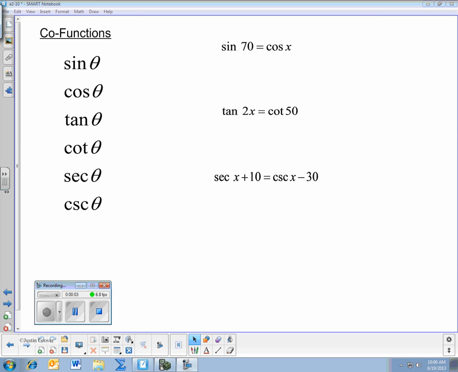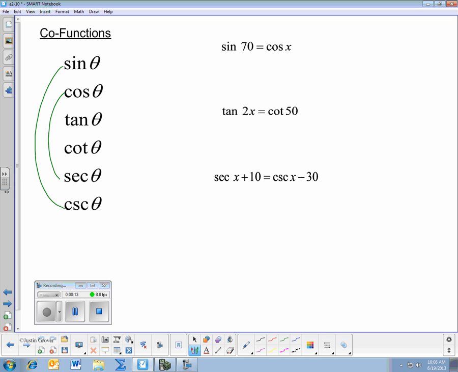Cofunctions. Cofunctions are different than reciprocals, and often I think students confuse them. We know that sine and cosecant are reciprocals, and cosine and secant, and tangent and cotangent, these are reciprocals. Sine is 1 over cosecant, and secant is 1 over cosine. For example, sine 30 is 1/2, and cosecant 30 is 2 over 1. It's the reciprocal ratio.